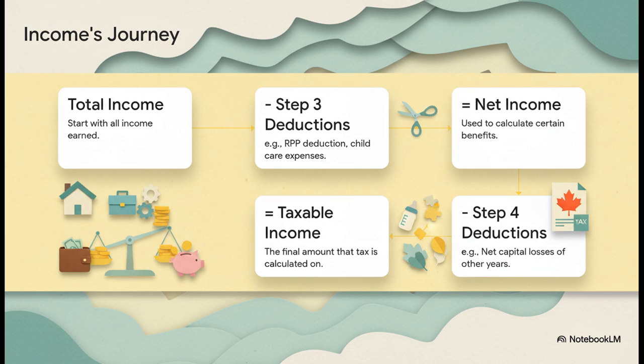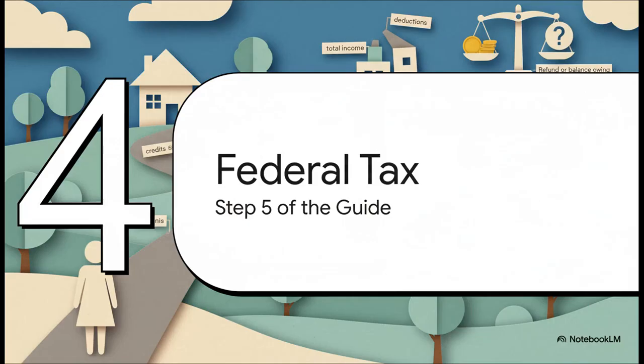And look at this. This lays out the path perfectly. You start with your total income, that big reservoir. Then you apply the first set of deductions from step 3, things like pension contributions or childcare. And boom, that gives you your net income on line 23600. But we're not done. We then apply another set of deductions from step 4, and that finally gets us to our ultimate destination for this part of the journey, taxable income on line 26000. This is the number that the tax rates will actually be applied to. Okay, so we've done all the hard work to get our taxable income.